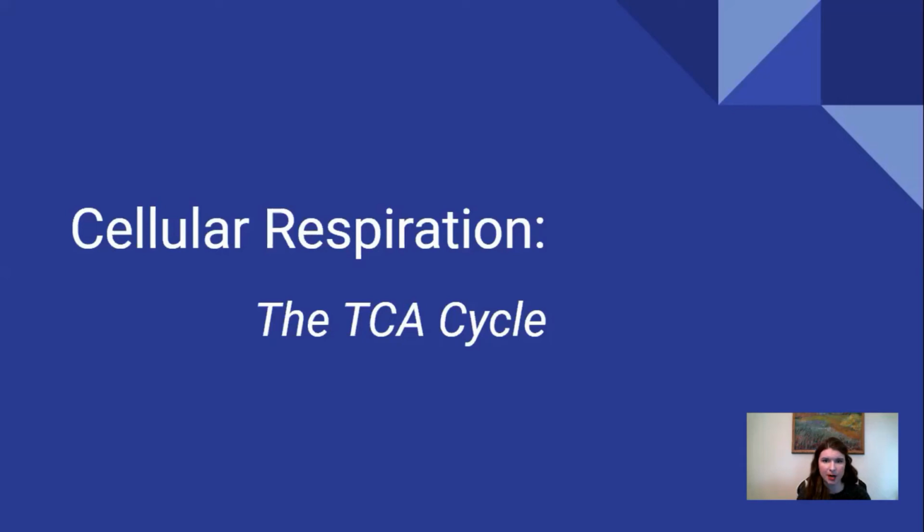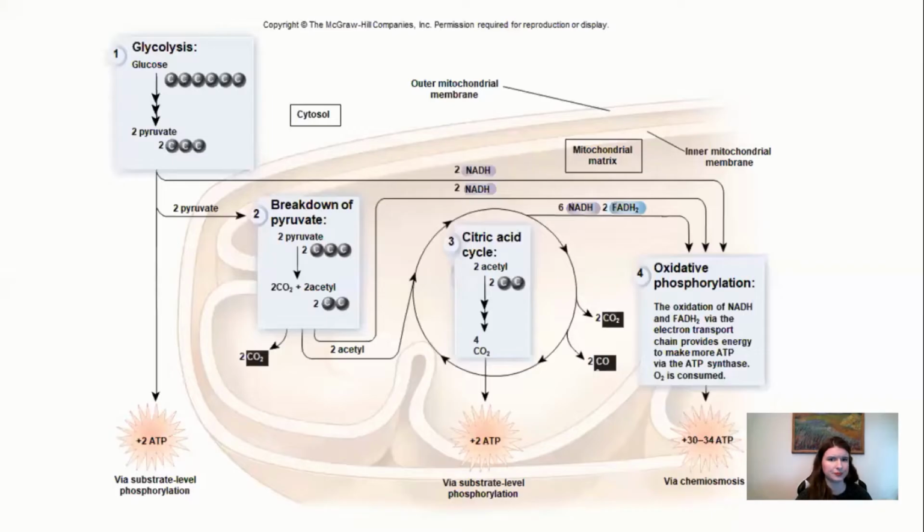So the next step of our process is something called the TCA cycle. Sometimes we call it the TCA cycle, sometimes we call it the citric acid cycle, sometimes we'll call it the Krebs cycle. Those are all the same thing. Those are all just equivalent words. They basically name them after different molecules or different people involved with the discovery of this cycle, but the basic process is the same no matter what.